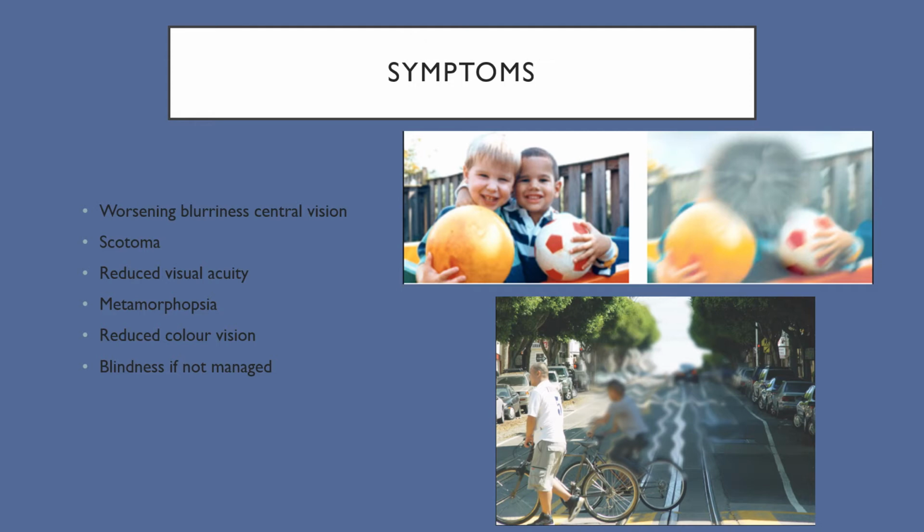Metamorphopsia is a common symptom of wet AMD. This essentially means distorted vision. Patients may complain that straight things appear wavy or curvy to them. AMD is progressive. Eventually, the loss of central vision can become severe enough to be declared legally blind.